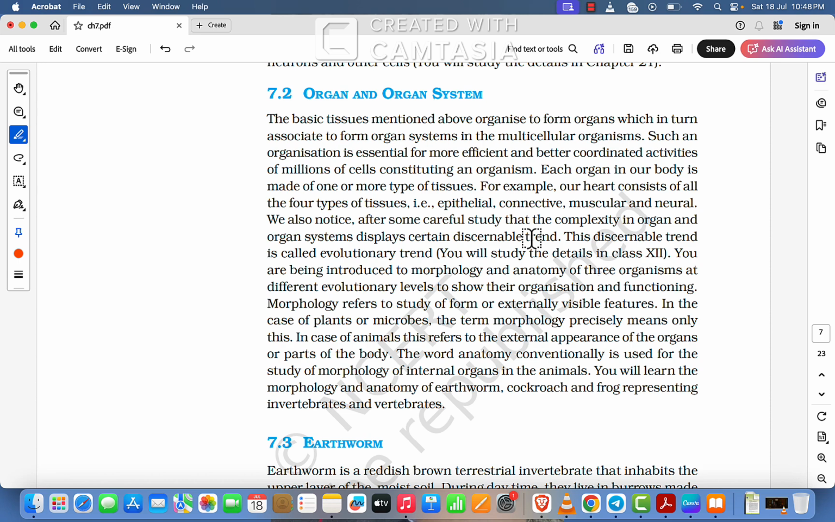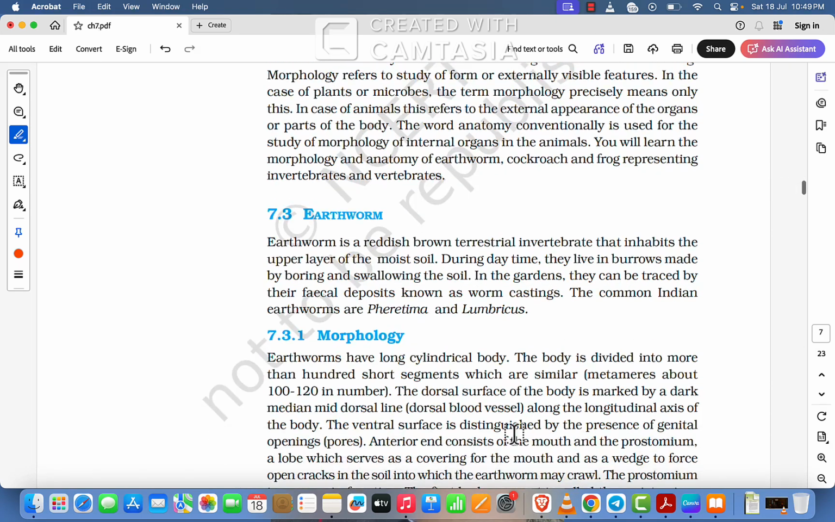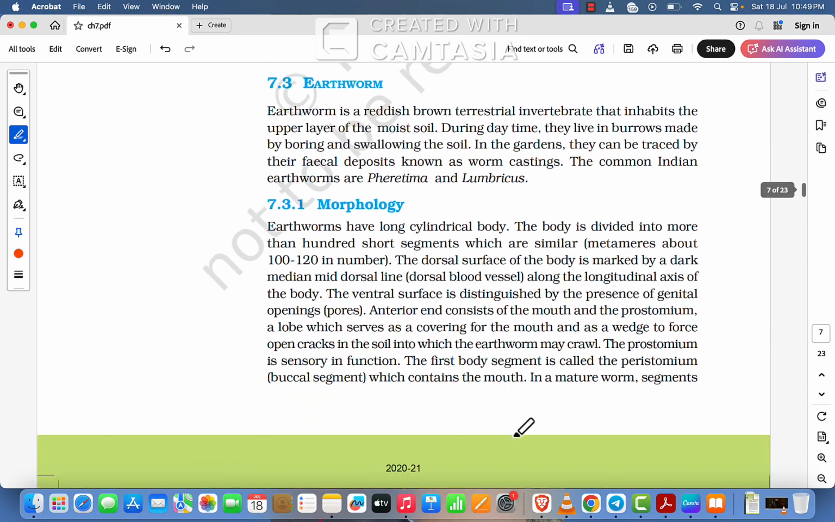In the case of plants or microbes, the term morphology precisely means only this. In the case of animals, this refers to the external appearance of the organs or parts of the body. The word anatomy conventionally is used for the study of morphology of internal organs in animals. Let's learn about the morphology of earthworm.